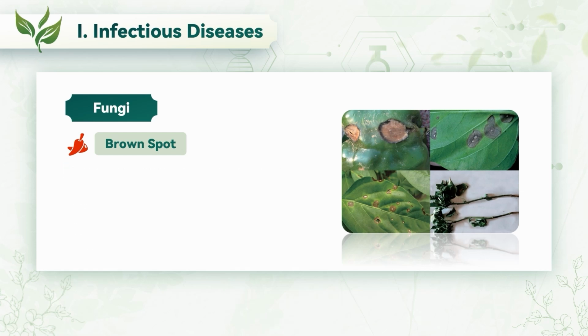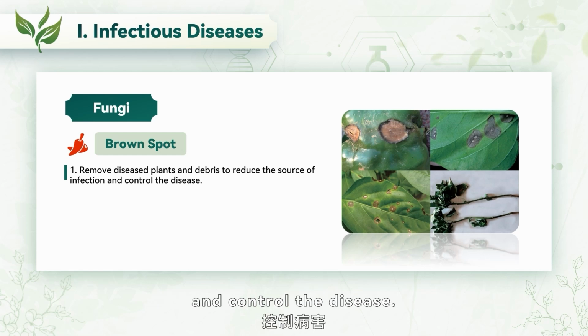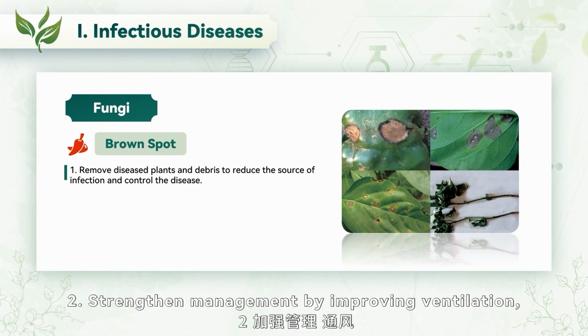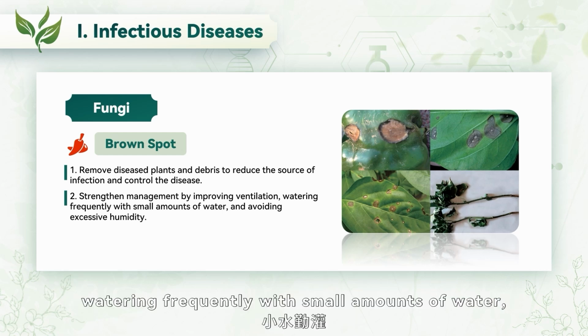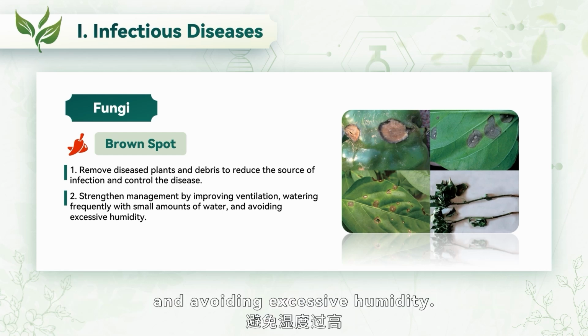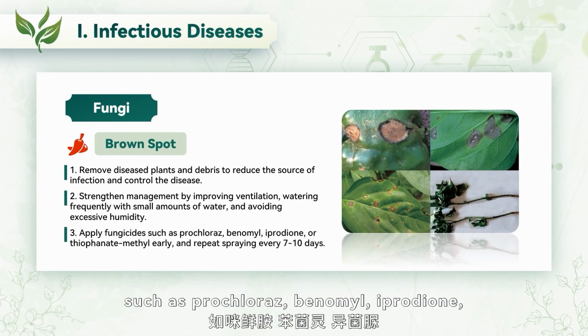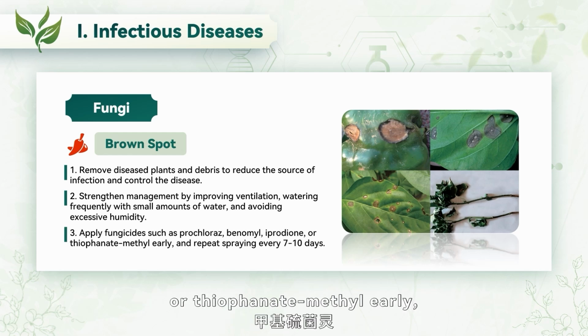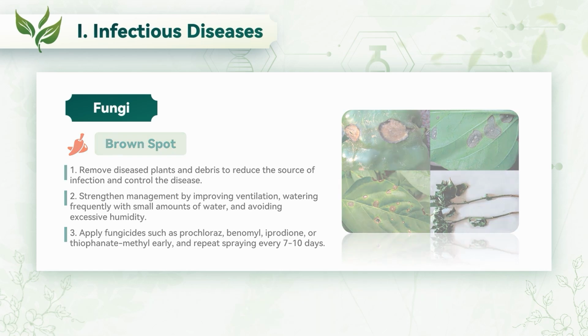Control measures. 1. Remove diseased plants and debris to reduce the source of infection and control the disease. 2. Strengthen management by improving ventilation, watering frequently with small amounts of water, and avoiding excessive humidity. 3. Apply fungicides such as Propolis, Benamil, Dipodione, or Thiophanate methylaryl, and repeat spraying every 7 to 10 days.